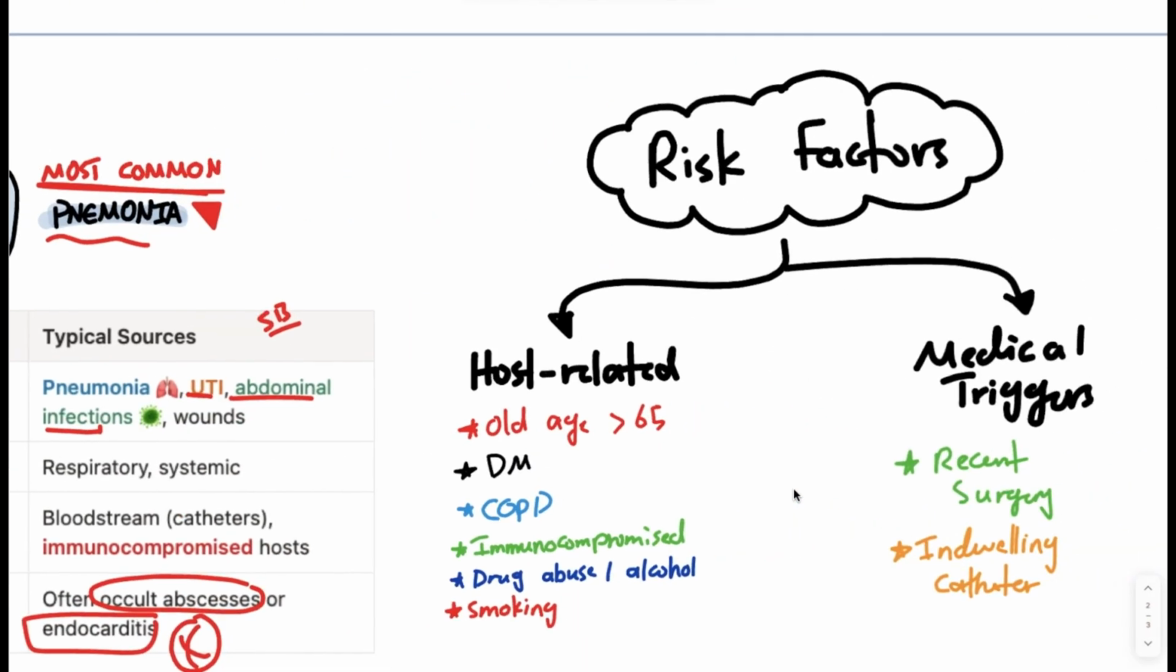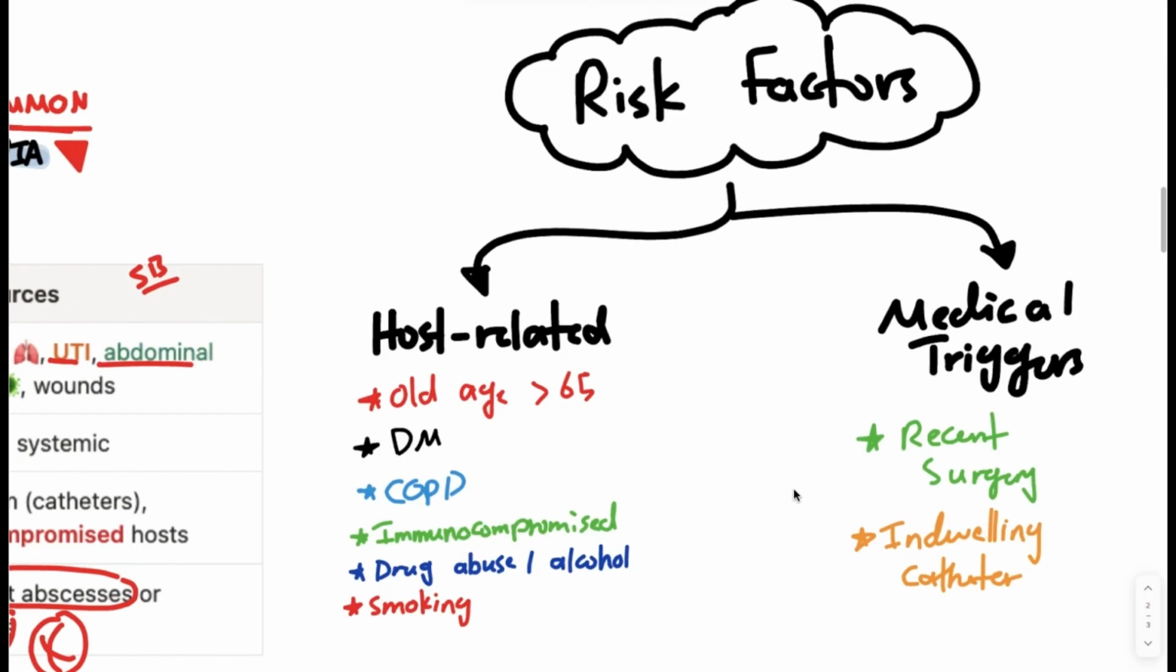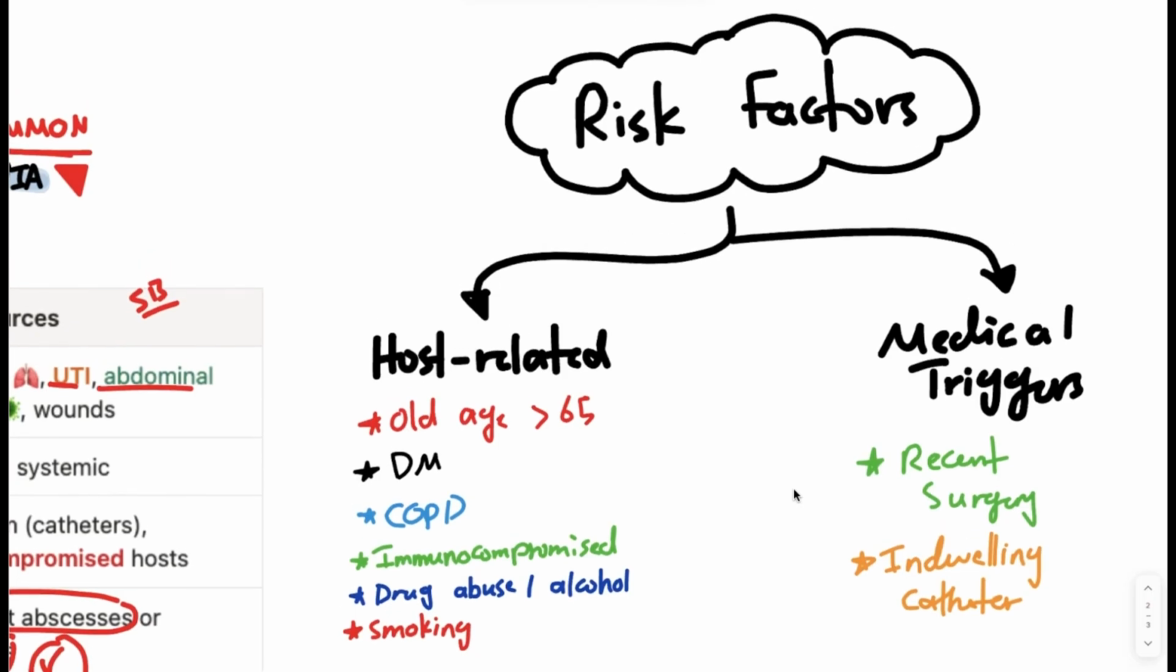So who is vulnerable to sepsis? What are the risk factors of sepsis? So we can divide this into either host-regulated or medical triggers. For host-regulated, it could be old age. We have geriatric, or it could be diabetes mellitus. Sometimes it could be chronic diseases like COPD, which is chronic obstructive pulmonary disease. It could be due to immunocompromisation. We have immunocompromised patients, maybe they have an HIV infection.